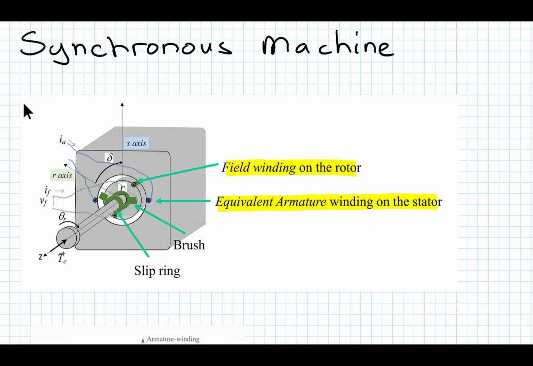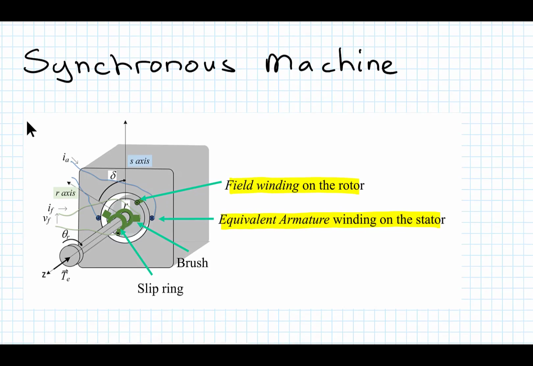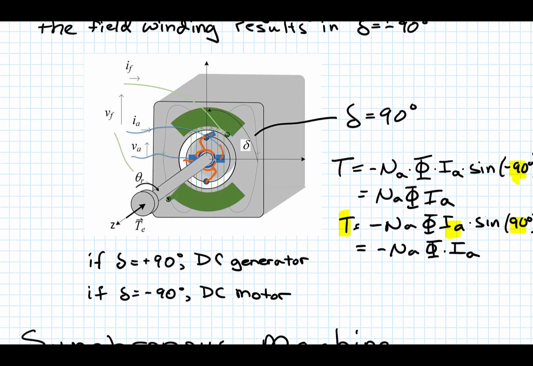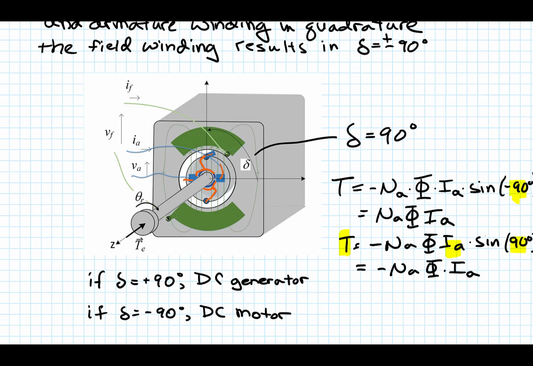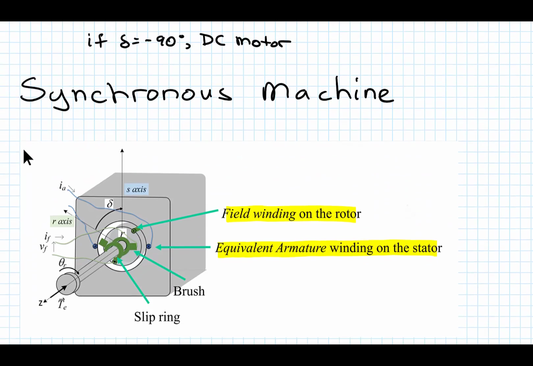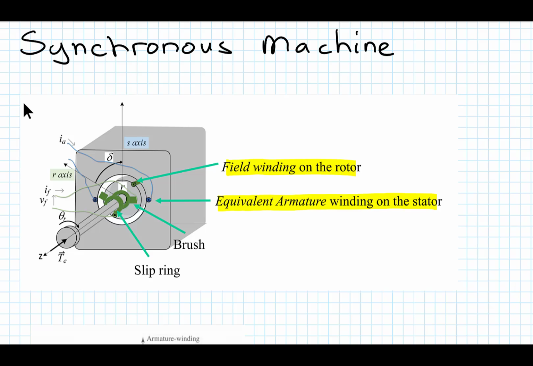Now, how does the current get into the field of the rotor? Again, if I hadn't made this clear before, in the case of the DC machine, of course, the currents in the field and the armature are both DC currents. But in the case of the synchronous machine, the field current is DC, but in the armature, the current is AC.